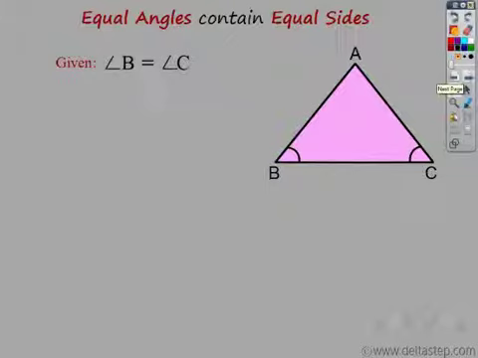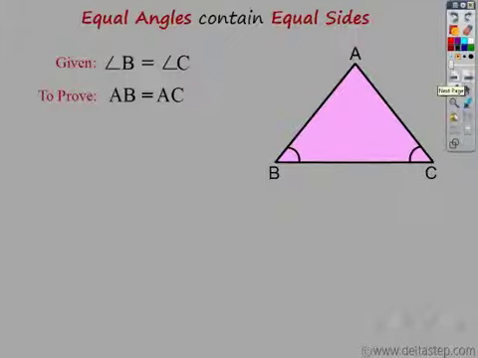Let us say B is equal to C. So we know that angle B is equal to angle C, and we want to prove that two sides are equal. Now which would be these two sides? Note, angle B and C lie on the side BC, so leaving BC the other two sides, which is AB and AC. So I want to prove that AB is equal to AC.